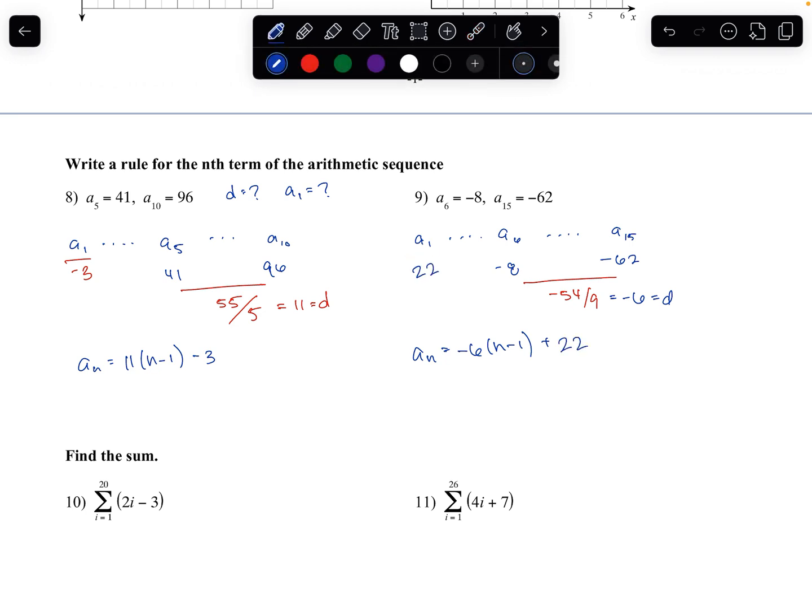Let's verify. Again, if I'm looking for the 15th term, plug in 15. So I've got negative 6 times 14, plus 22, and I got negative 62. Okay, so that works out.